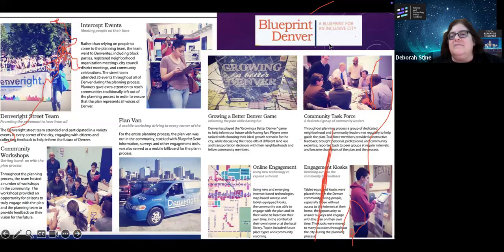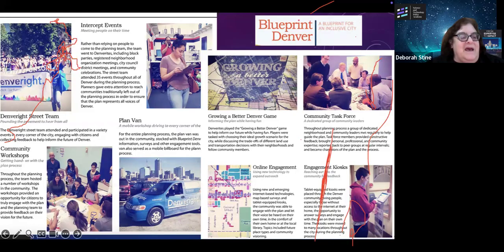So this is going back to this Blueprint Denver, which again is to me the most impressive of the equity analyses that I have seen. What I like about this is all the different things they did for community engagement. Like you'll see here, this intercept event. Rather than relying on people to come to the planning team, the team went to block parties, neighborhood organization meetings, district meetings, community celebrations. They attended about 35 events over the course of this time period, which I think was about a year.